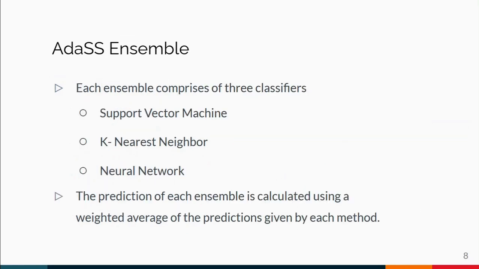Each ensemble is comprised of three base classifiers, namely support vector machine, k-nearest neighbor, and neural network, and each of them is trained on the data cluster assigned to the ensemble. Then, during prediction, we use a weighted average of predictions given by each individual method. The AdaSS ensemble helps in handling imbalance by locally focusing on data samples and using an ensemble of training algorithms.